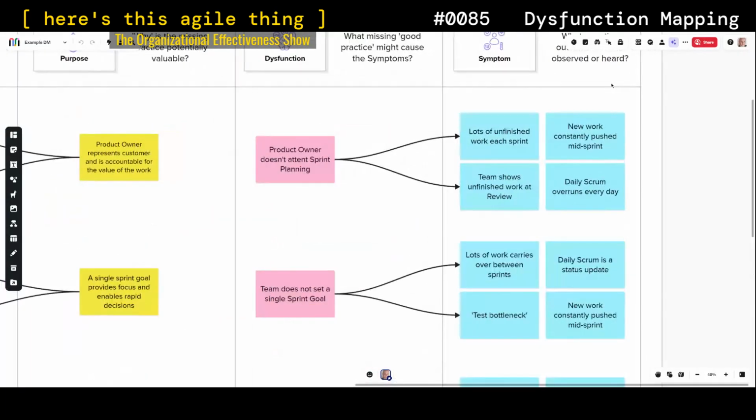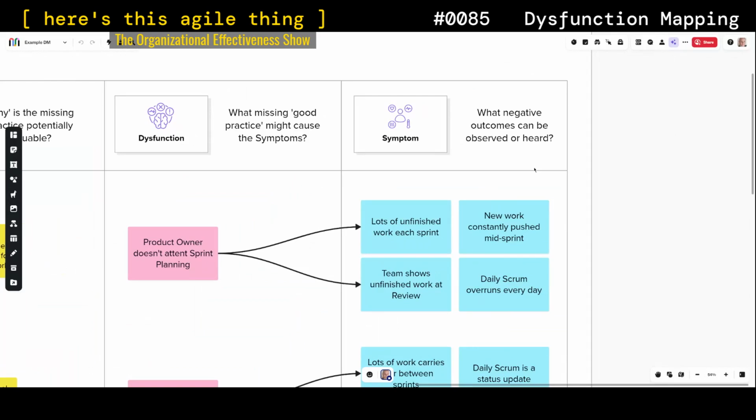So if we start over here on the right, and I know everyone wants to read left to right, the reason we start on the right-hand side is for a very simple psychological reason. It slows you down. You're used to going left to right. We want you to slow down and work right to left. So again, it's all about observation. It says: what negative outcomes can be observed or heard if you're eavesdropping, which, as coaches, we do.